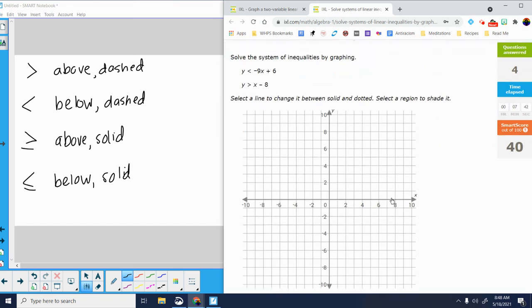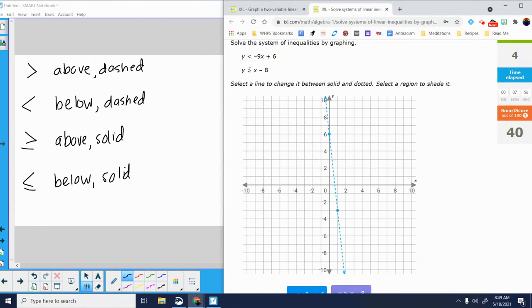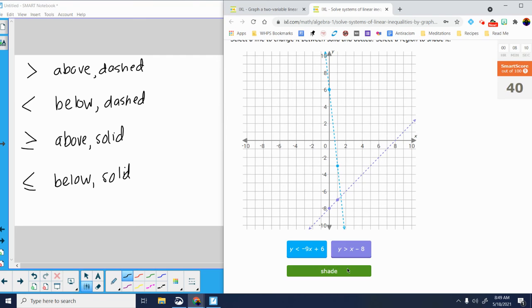Let's try one more. So negative 9x plus 6, slope of negative 9, y-intercept of 6, and it needs to be dashed because it's less than. So it's going to be below blue. And then x minus 8 has a y-intercept of negative 8 and a slope of 1, and also needs to be dashed, but it needs to be above purple.